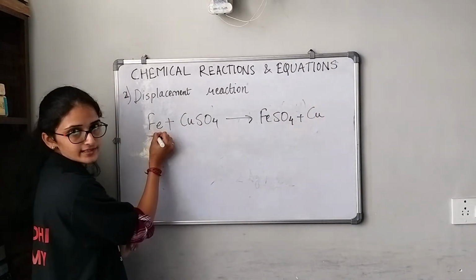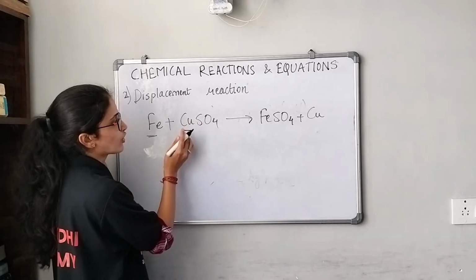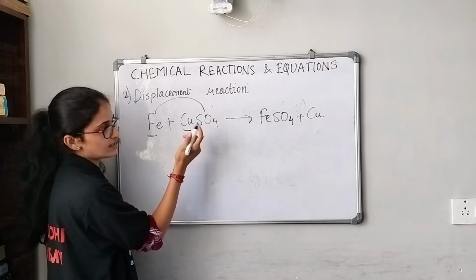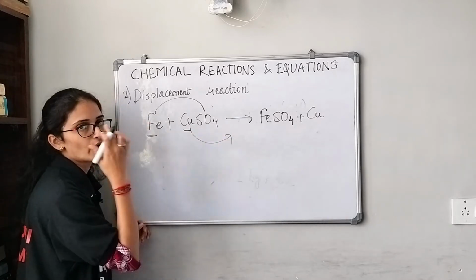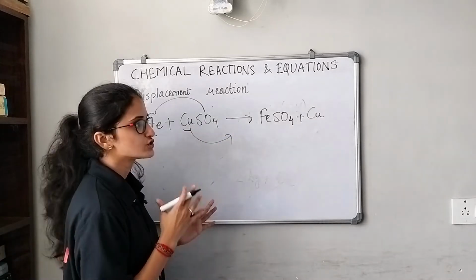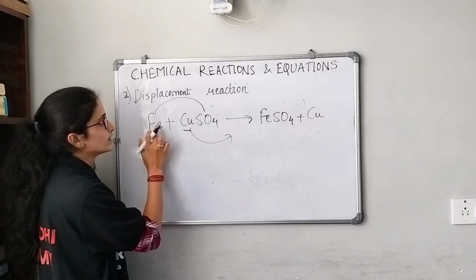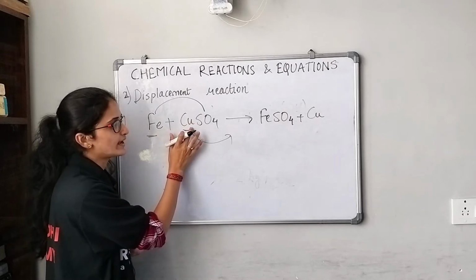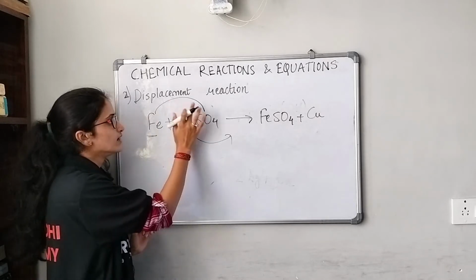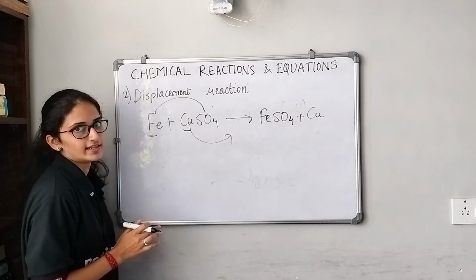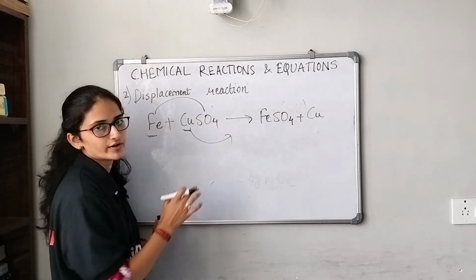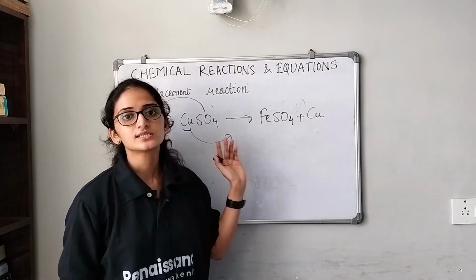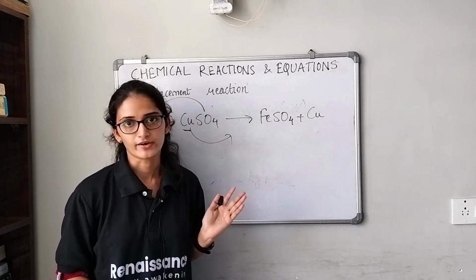So this iron will displace copper from its solution, iron will combine with sulfate, and copper will go as an individual atom. Iron combines with sulfate because it is more reactive. When it is combined with a less reactive element, it displaces the less reactive element and combines with sulfate. So it is giving ferrous sulfate plus copper. This is an example of a displacement reaction.